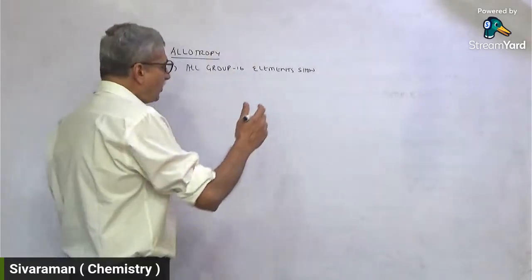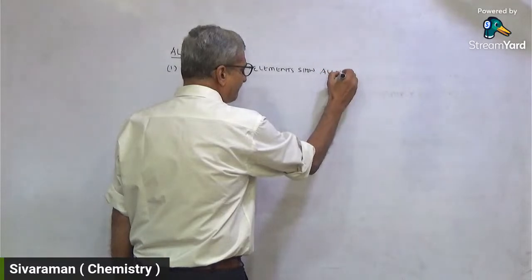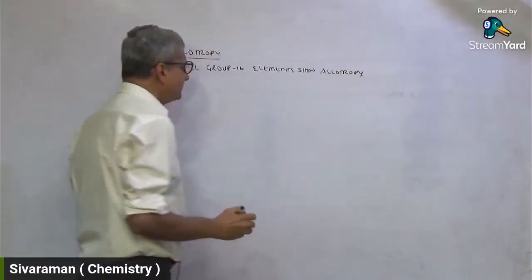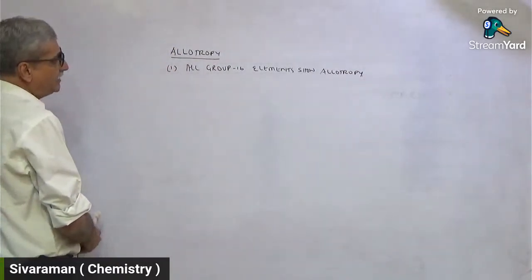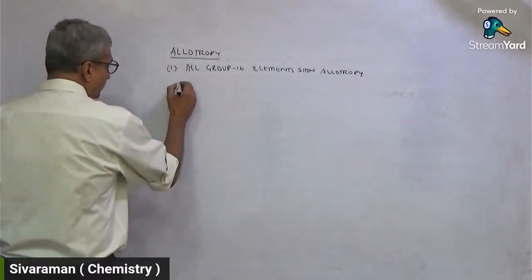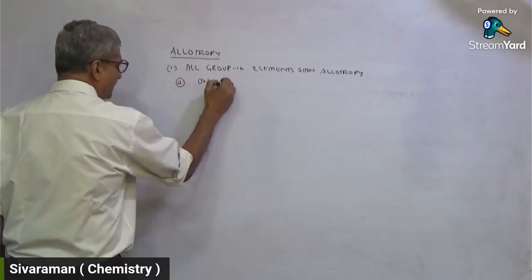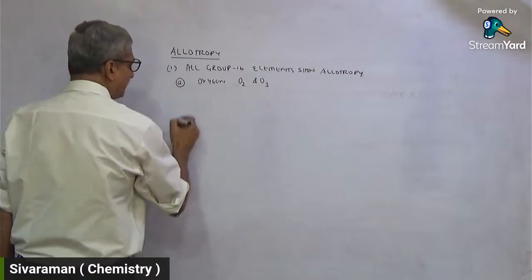Okay. So all group 16 elements show allotropy. Is this clear? Now, what are the allotropes? That is very important. So, first, when we come to oxygen, you know that very well. Oxygen, you have O2 and you have O3.